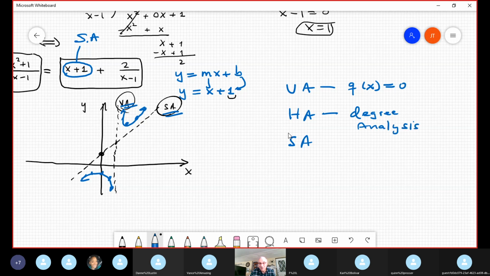You analyze the degree on the top. We have two possibilities. If the same degree, it is a regular case, and when the degree at the bottom is bigger, not necessarily by one, it is a special case. And then you are doing long division, and you take the quotient part, which represents the slant.